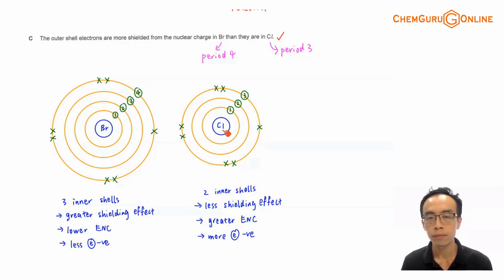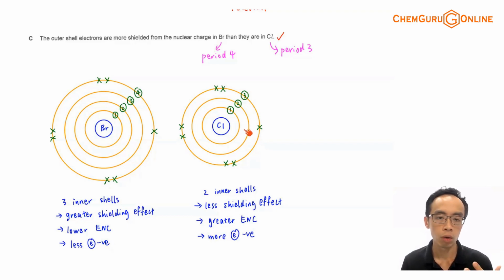If I compare this with chlorine, chlorine is in period 3. That means my valence electrons are in the third principal quantum shell. I'll have 2 inner shells that will act as an effective shield, blocking the attraction between the nucleus and my valence electron. So comparing these two, what we expect is that for bromine, because I'll have more inner shells, there will be greater shielding effect, and the overall effective nuclear charge will decrease. The overall attraction between the nucleus and the valence electron will decrease, and this means that bromine is less electronegative.